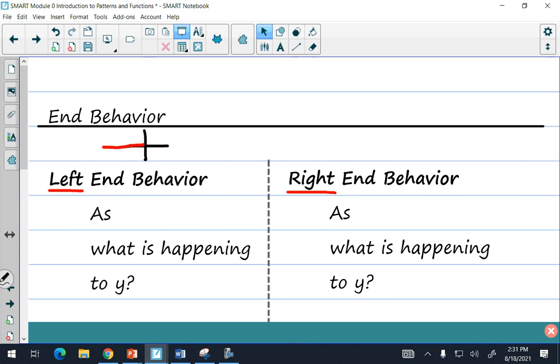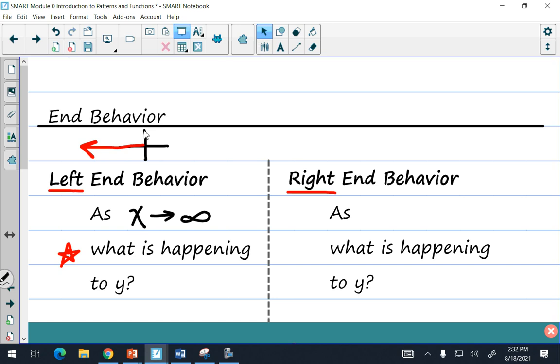If I'm talking about the far left, I am talking about my x values approaching negative infinity. My x is going further and further to the left. The way we write that is as x approaches infinity. Now, end behavior means what is happening to y. Y is going to do one of a couple of things. It's going to approach infinity, which means it's going to go up. It's going to approach negative infinity, which means it's going to go down. Or it may approach a constant number. So those are the different things that can happen. We're going to look today at examples where it is approaching infinity, going up, or approaching negative infinity, going down.